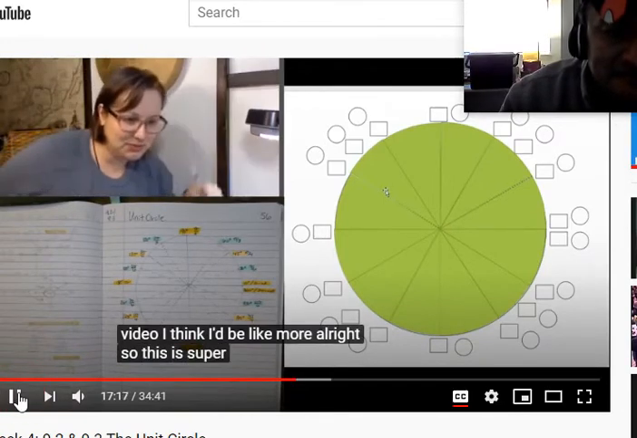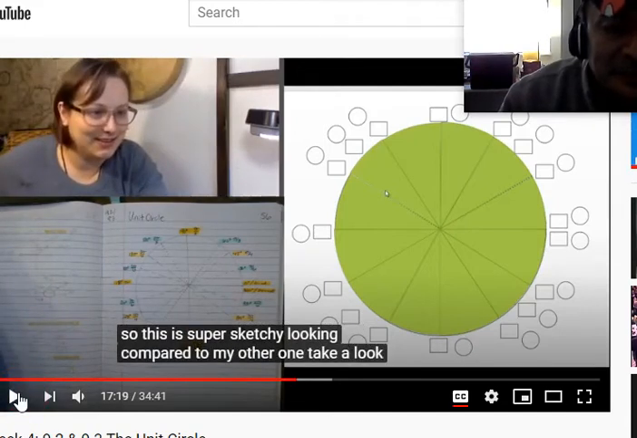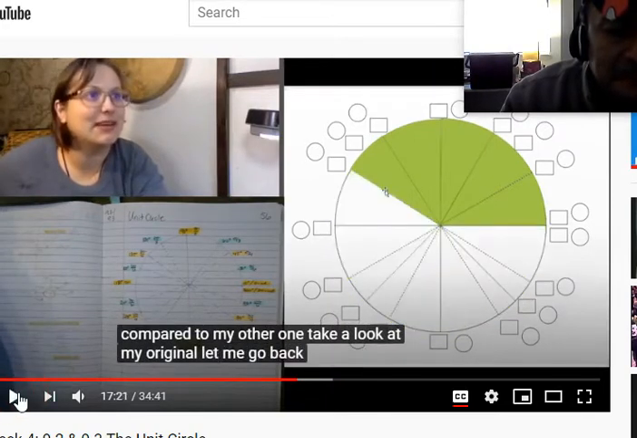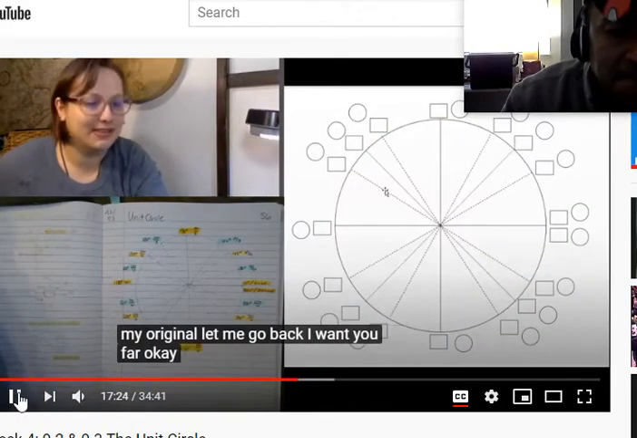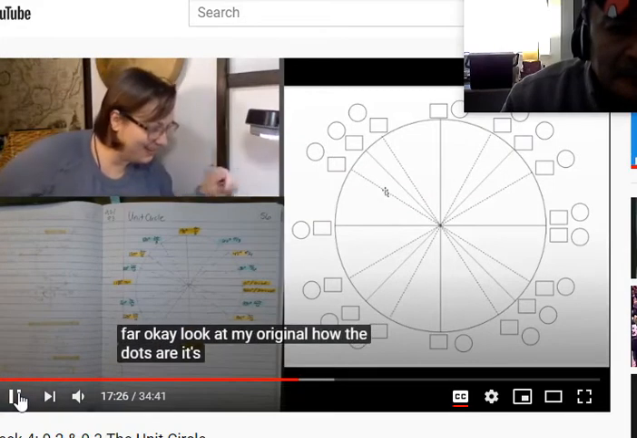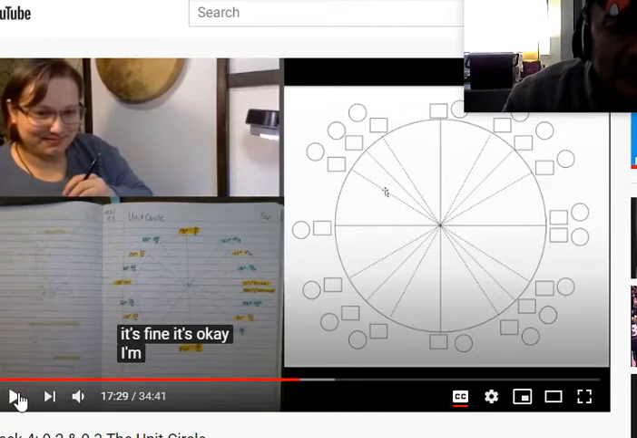So this is super sketchy looking compared to my other one. Look at my original. Let me go back. Okay, look at my original, how the dots are. It's a little bit different, but it's fine. It's okay.